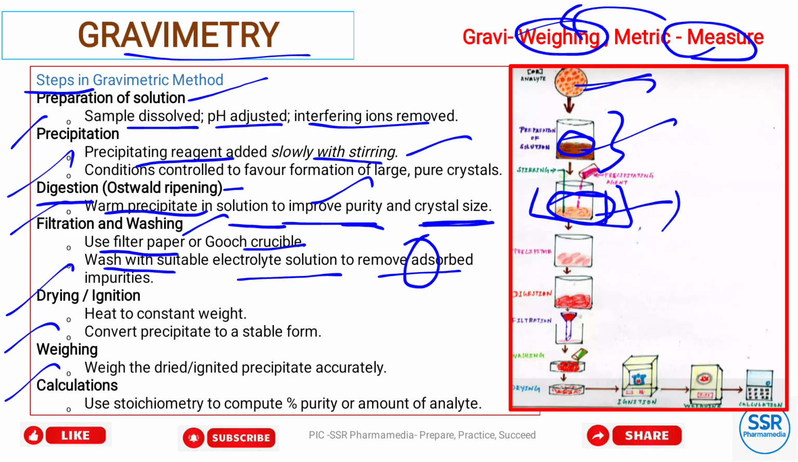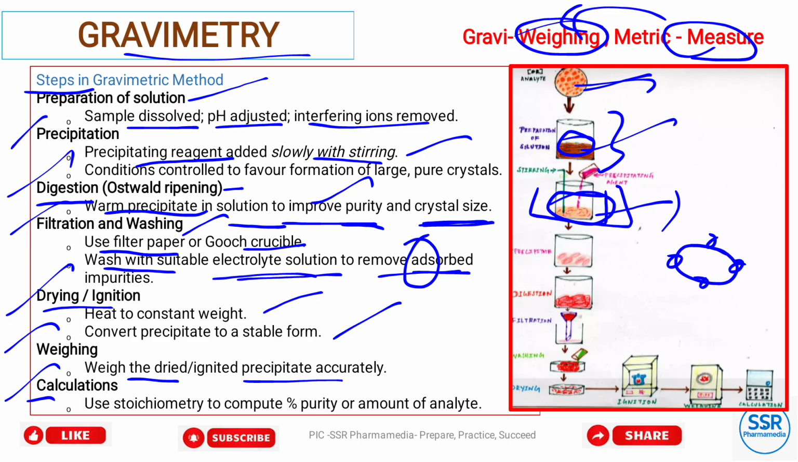Adsorbed means that along with the particle crystals, impurities may adsorb, or stick, on the crystals. These adsorbed impurities are removed by washing with electrolyte solutions. Next, drying and ignition: heat to constant weight, then convert the precipitate to a stable form. This is called drying or ignition. And weighing: weigh the dried or ignited precipitate accurately.